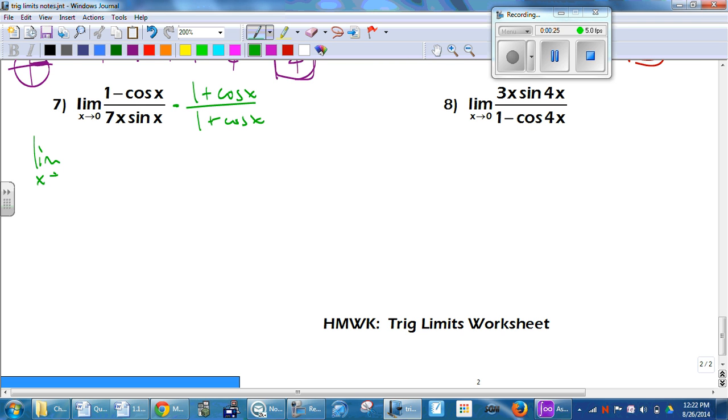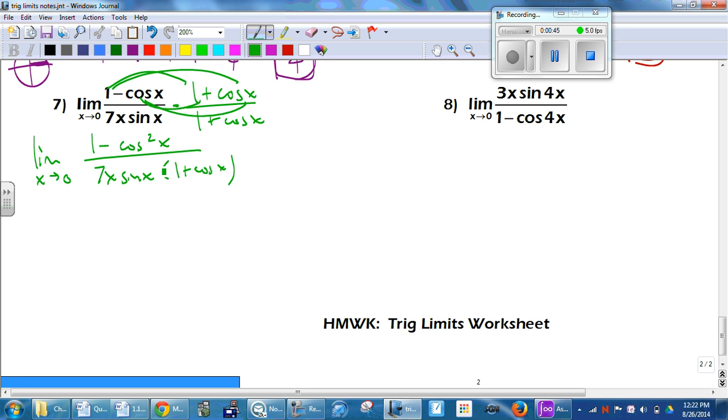which will give us, if we distribute this, 1 plus cosine minus cosine, so the cosines cancel out, and then minus cosine squared, so we get 1 minus cosine squared of x all over 7x times sine of x times 1 plus cosine of x.